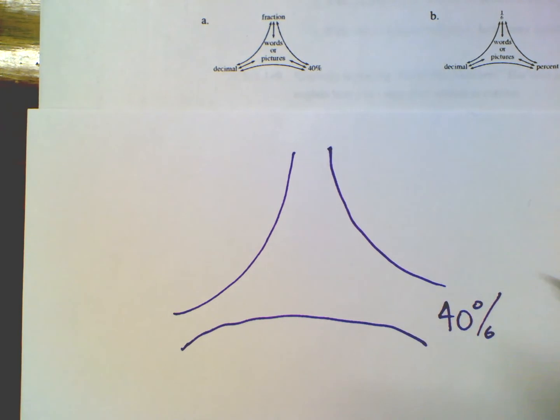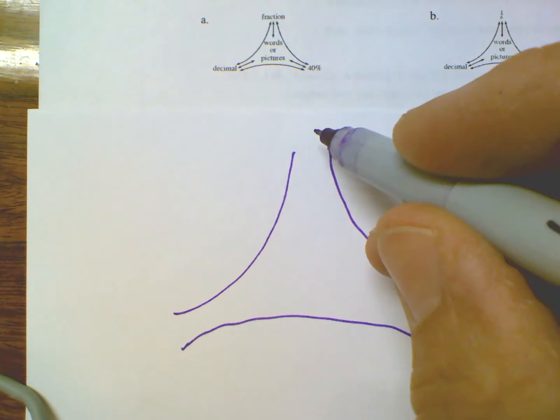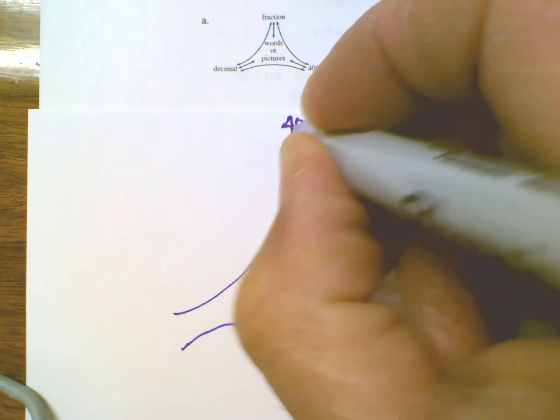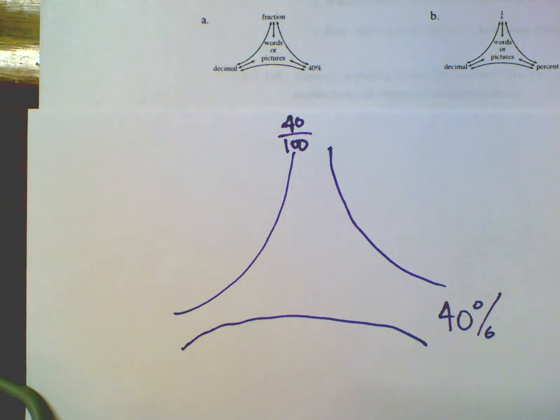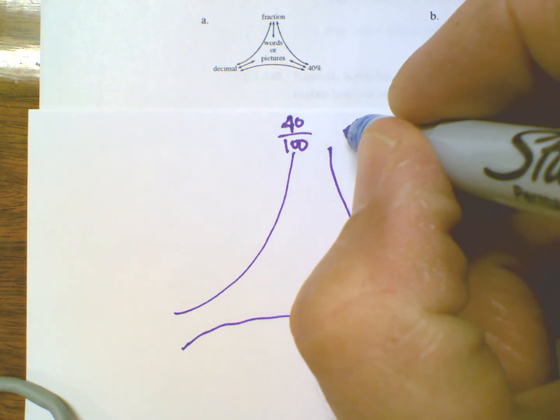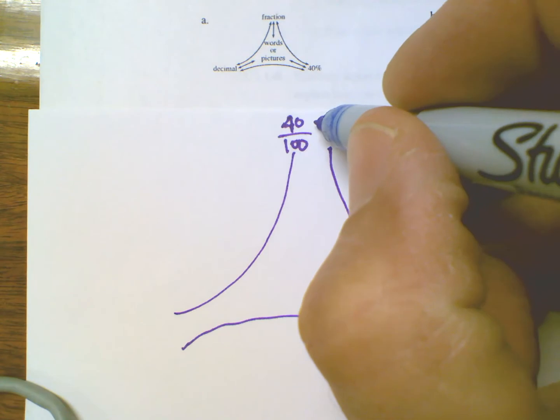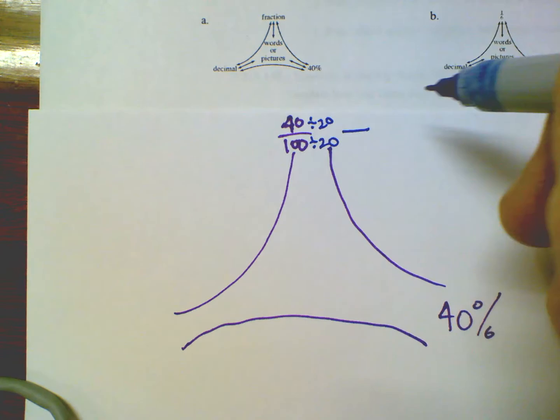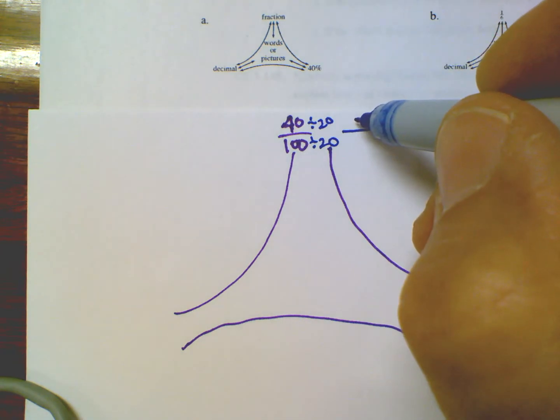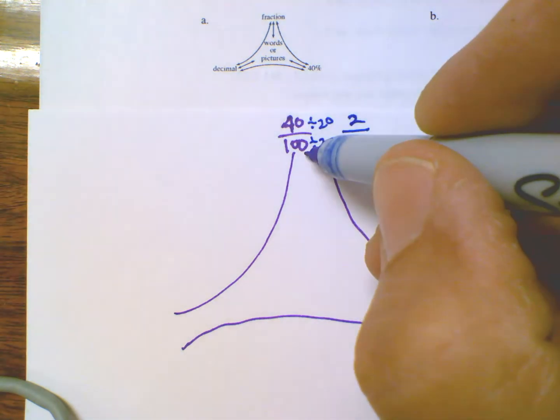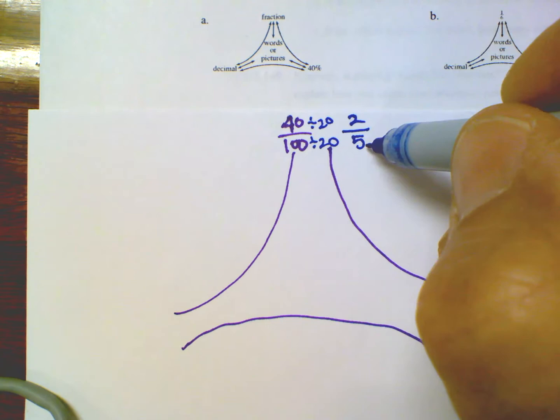So first of all, let's start with the fraction. A fraction from a percent, remember, is just taking the number, the percent, and putting it over 100. So 40 over 100, that would be the fraction. And then if you wanted to, which I recommend doing, get the most simplified version of that fraction, right? In this case, we can divide top and bottom by 20. So if I divide top and bottom by 20, I have 2/5. So 40 over 100, or 2/5.